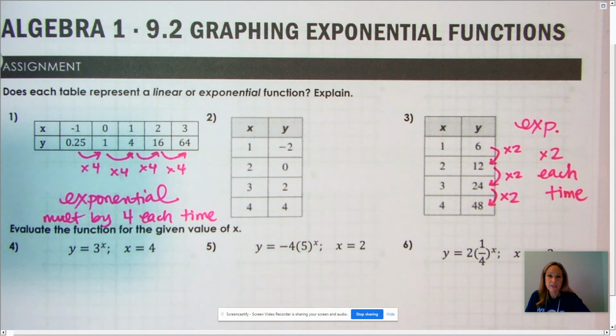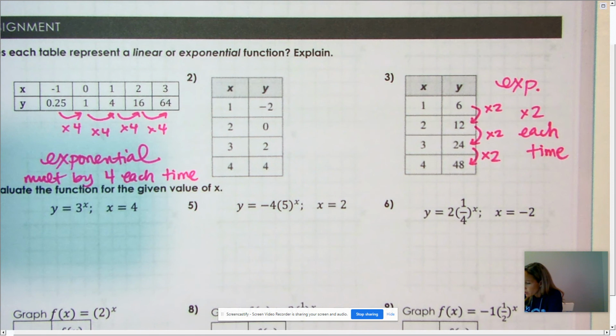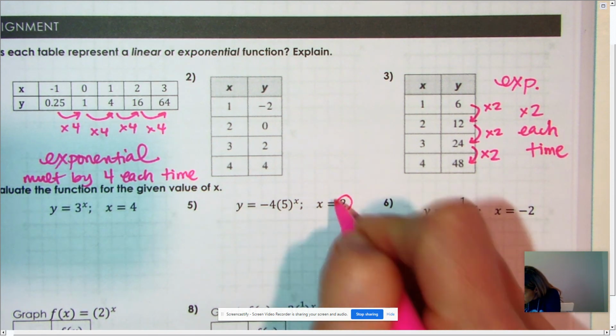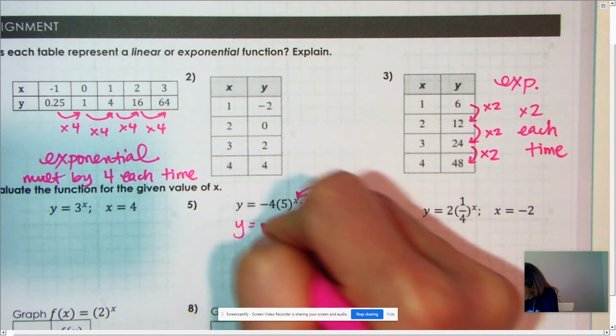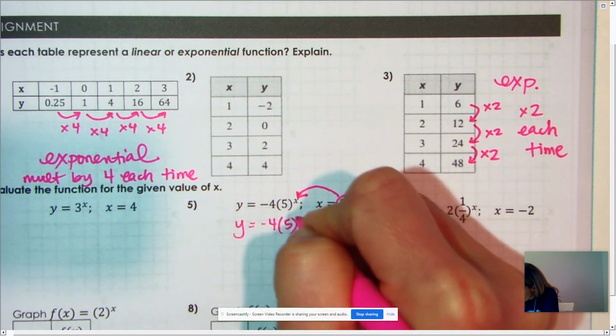Okay, question number 5. Evaluate the function for the given value of x. So I'm going to plug in that 2 because this is x equals 2. I'm going to take the 2 and plug it where the x is. So I'm going to write this out. y equals -4 times 5 to the power of 2.